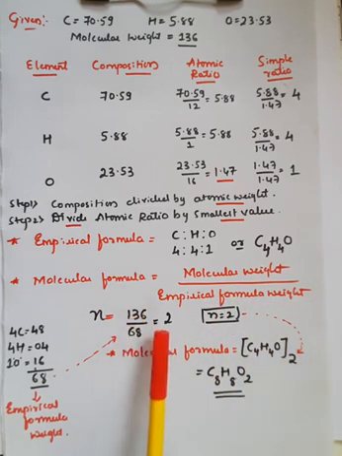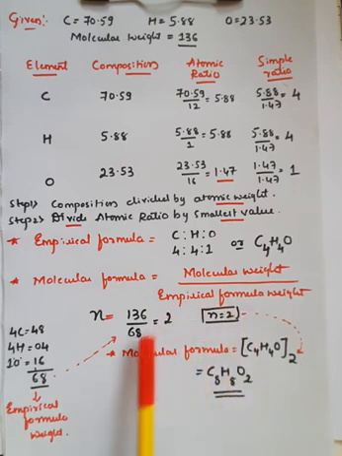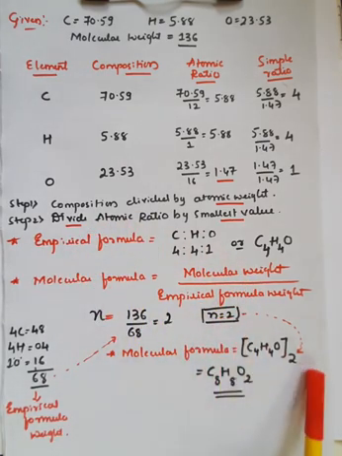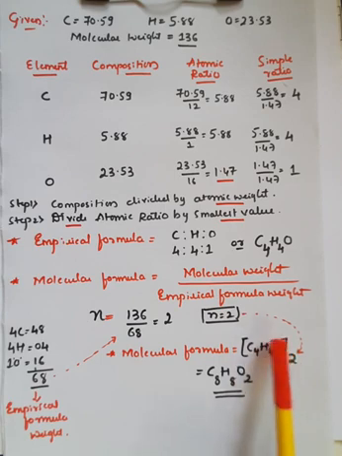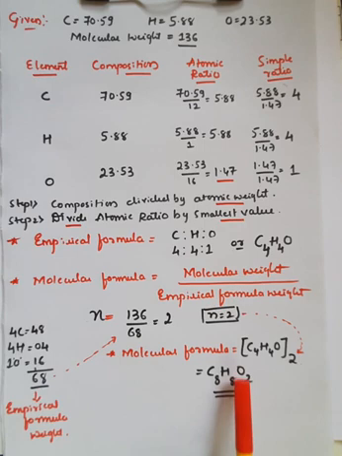If you divide the molecular weight by this one, you will get 2. Therefore, N is equal to 2. For the molecular formula, you have to multiply the empirical formula with the N value. That is, molecular formula is equal to C4H4O twice, which is carbon 8, hydrogen 8, oxygen 2. That is the molecular formula of the given organic compound, right?